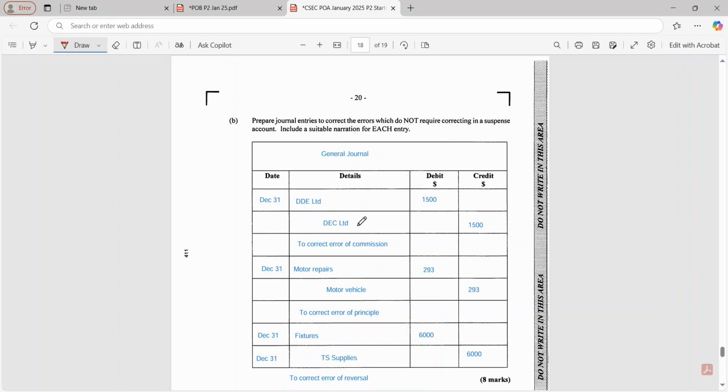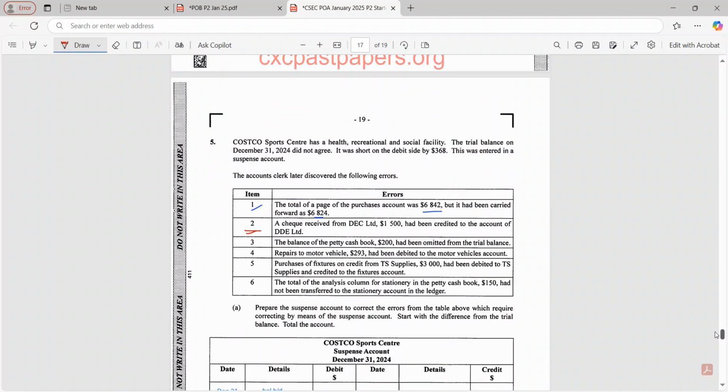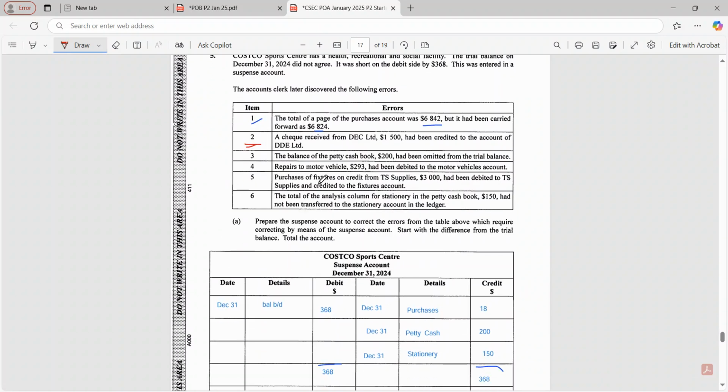And then we're going to credit DEC. So we have to go and indent DEC Limited and then credit it the 1,500. This is what we should have originally done. And this is to correct the error of commission, which is a type of error that it is. And we move on to 3.